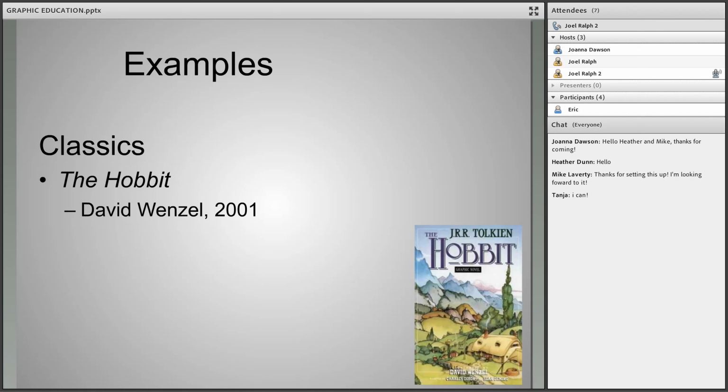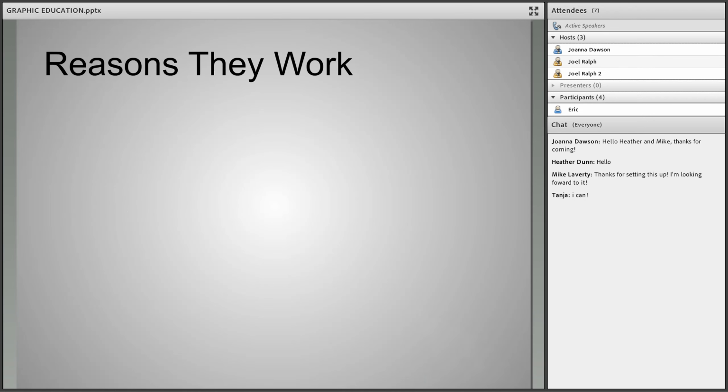Teaching literature and teaching the classics, introducing students to a comic book about The Hobbit, getting them excited about reading The Hobbit is a great thing to do to give them a step into the classics. So, I say, the top 5 reasons why graphic novels work so well. First of all, as a motivational tool, they are incredible. I call graphic novels the great motivator.